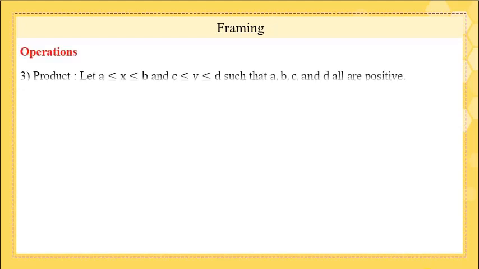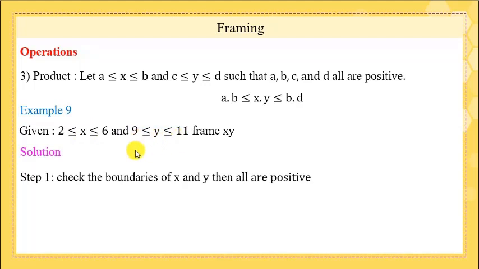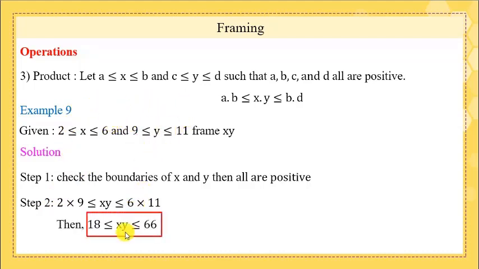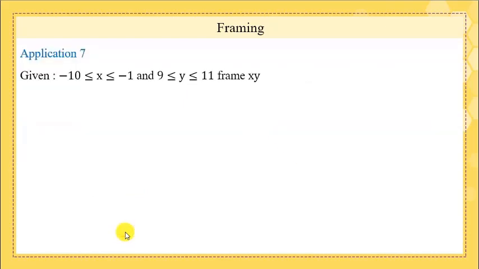The third operation is the product. We have two numbers x and y and we want to find the bounding of xy or the framing of xy. So first of all, we check if the boundaries of x and the boundaries of y are positive. When they are positive, we go to step 2 and multiply the lower by the lower bound and the upper by the upper bound to find the framing of xy. More details again in your textbook.